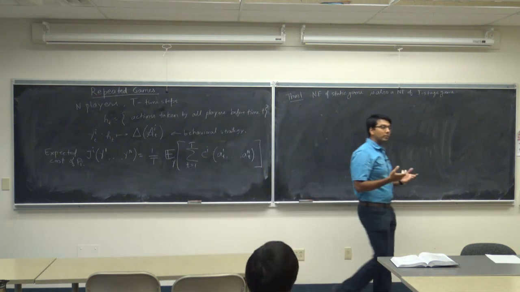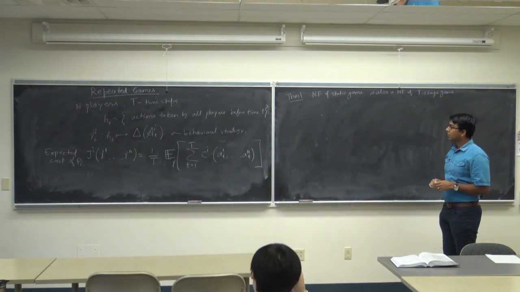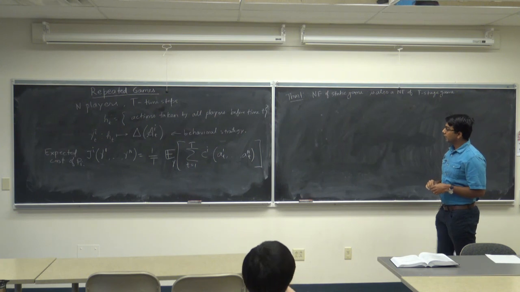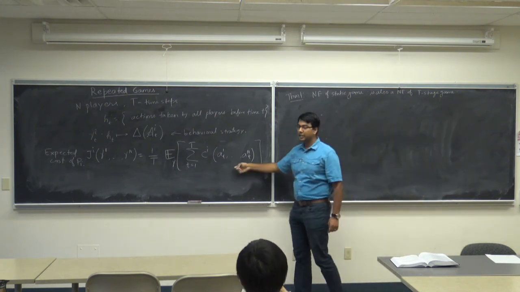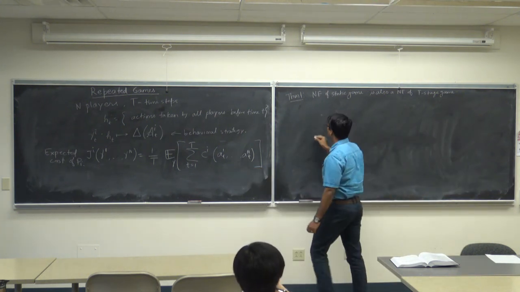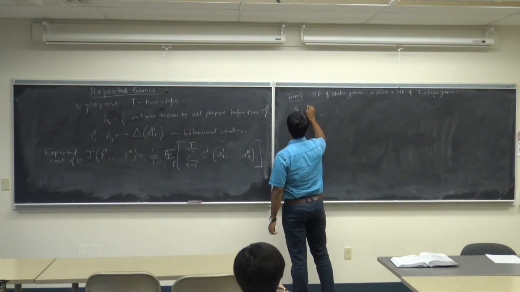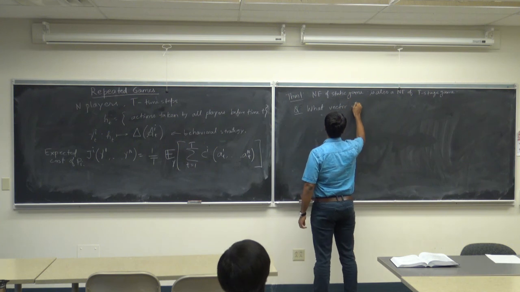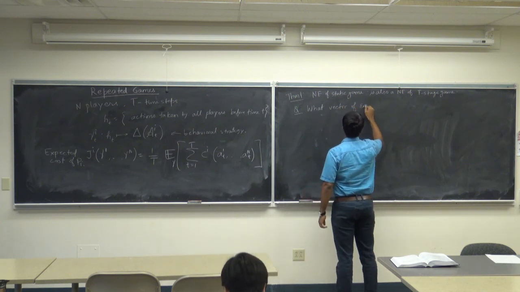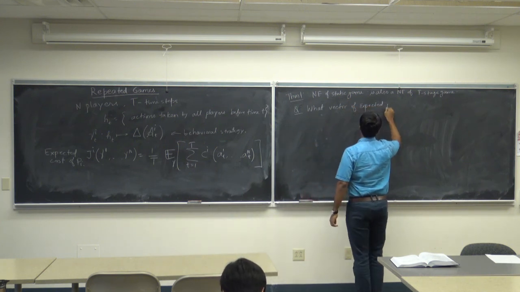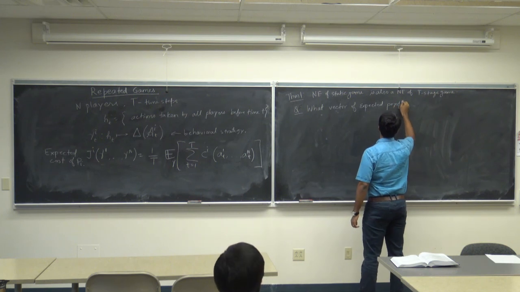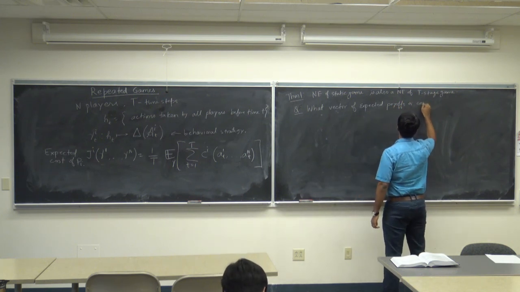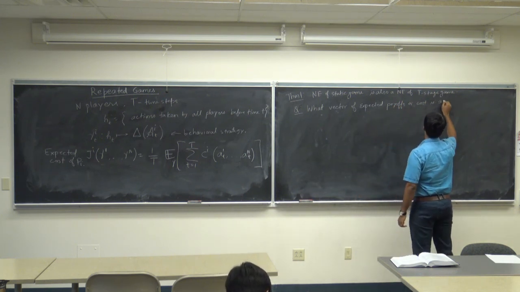We want to come up with a useful characterization of what kind of payoffs are achievable in this setting. So the question is, what vector of expected payoffs or cost is achievable?